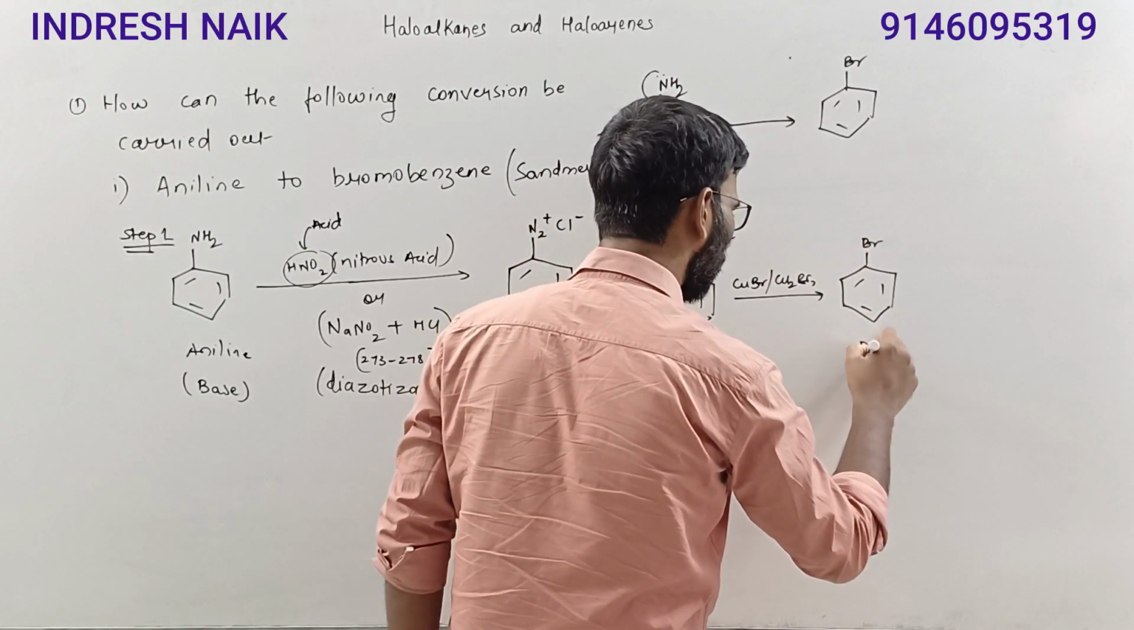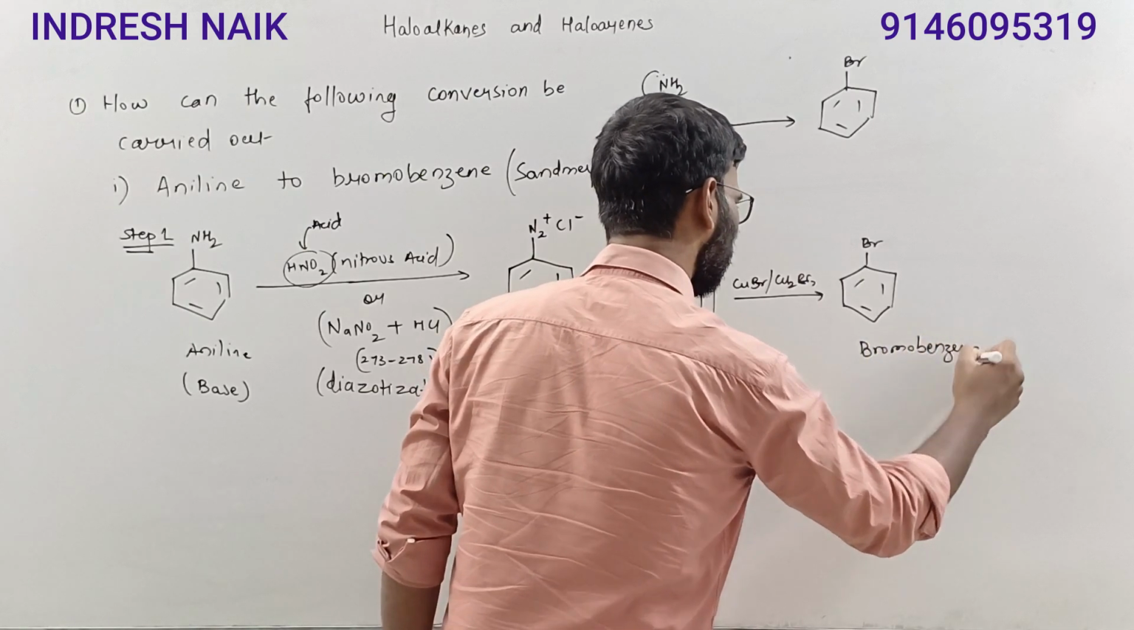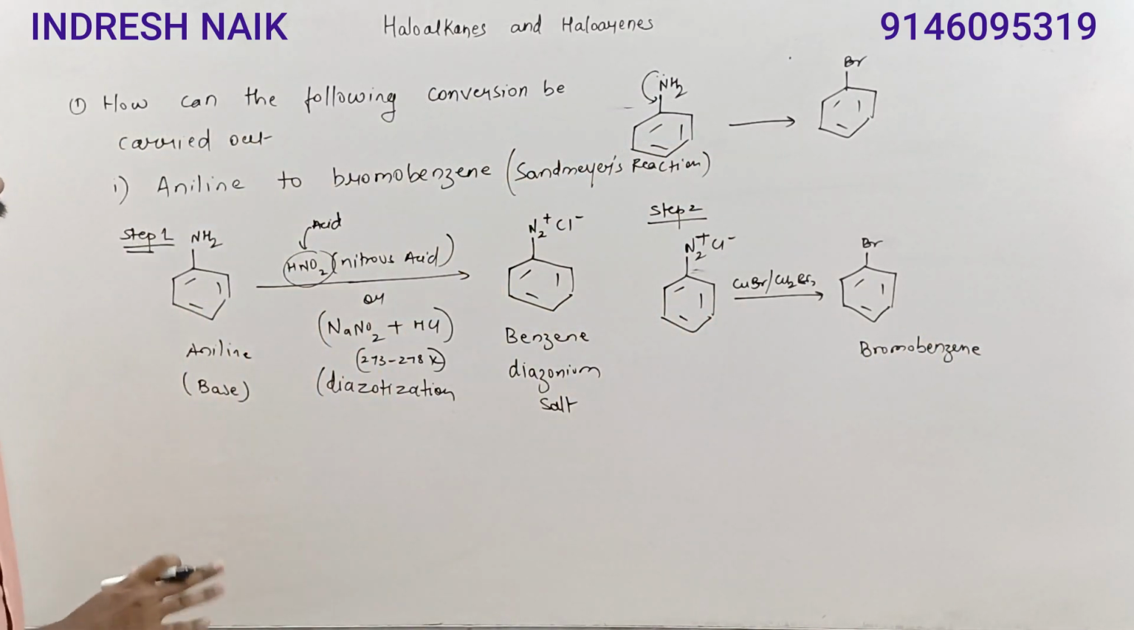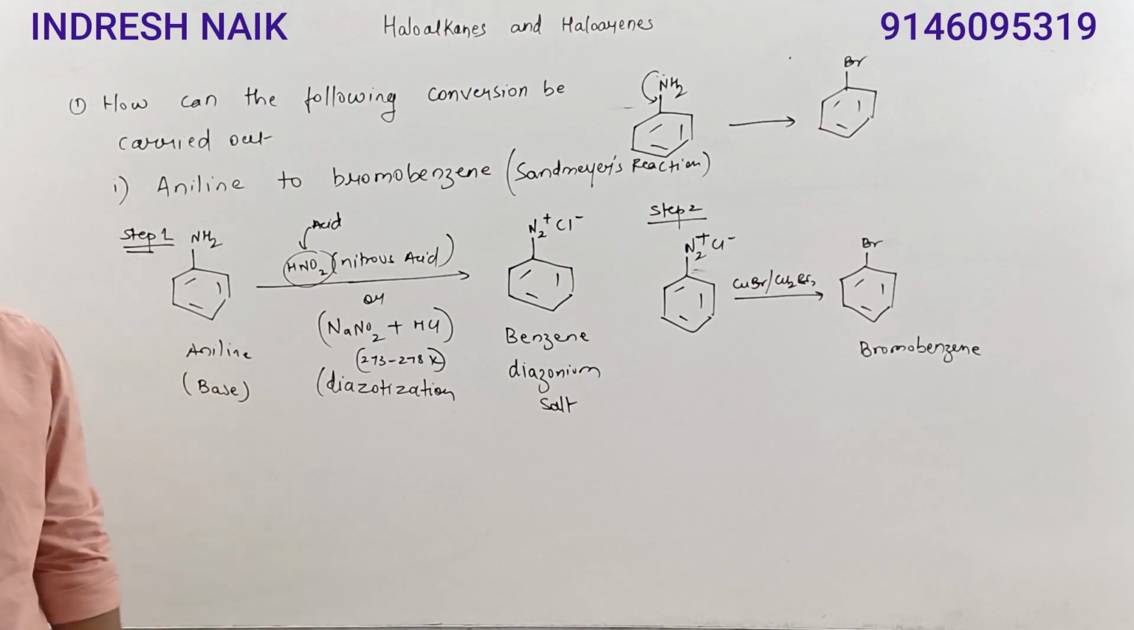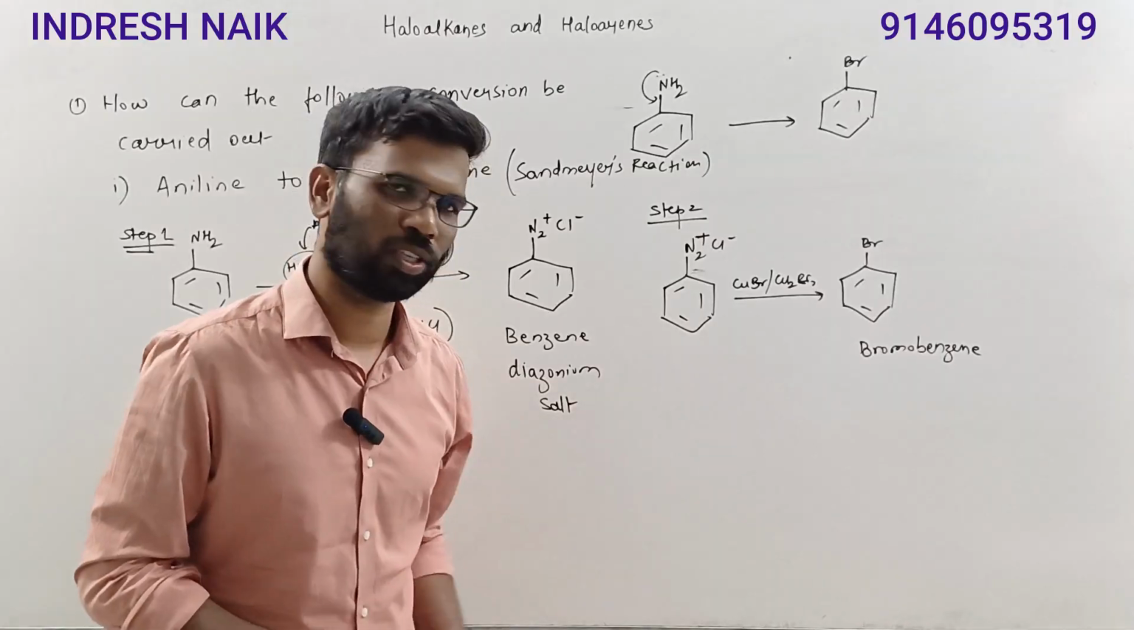So this is what? Bromobenzene. So this is one of the preparation methods for a haloarene, a halogen and aromatic compound. This is benzene diazonium salt.